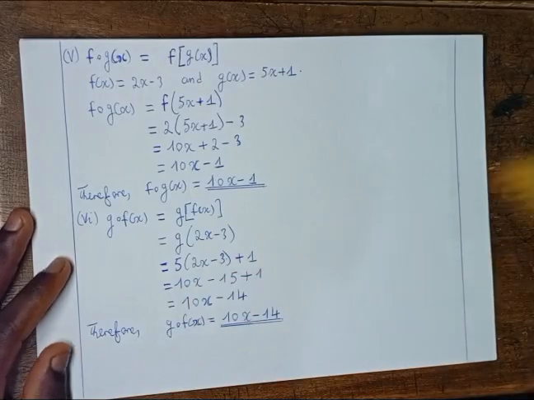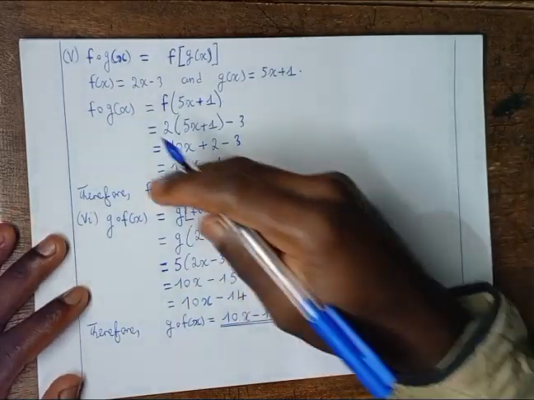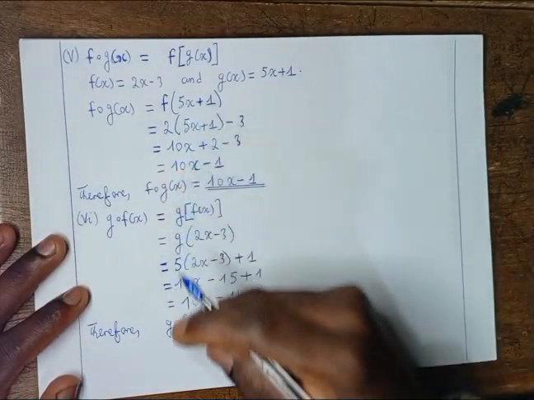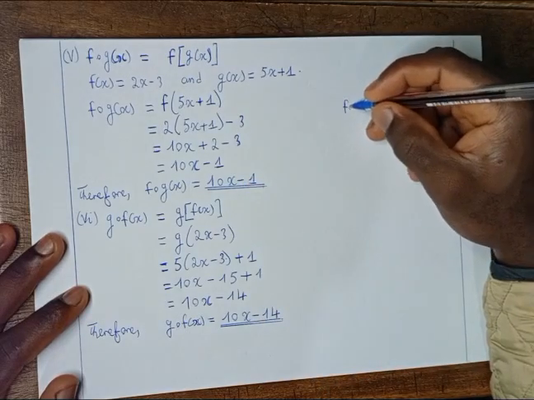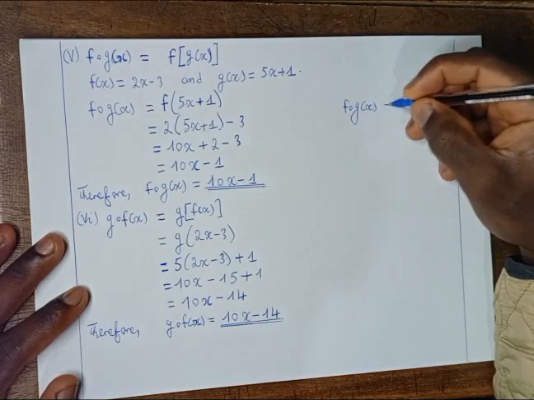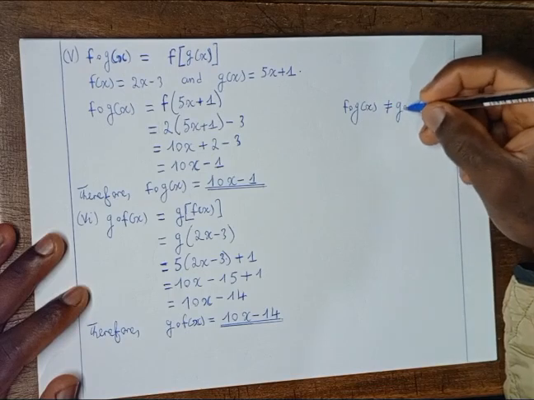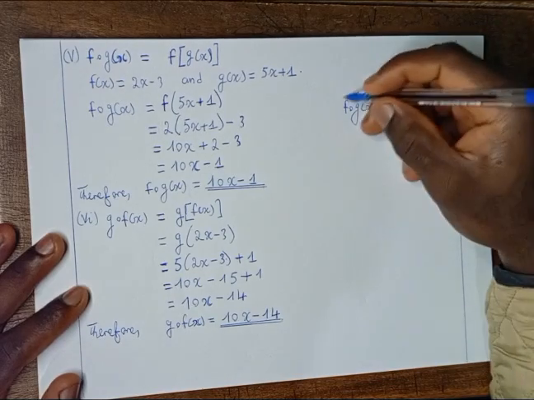Take note, you will discover that if you compare f of g of x to g of f of x, you see that they are not the same. So you take note, f of g of x is not equal to g of f of x. You take note of this.